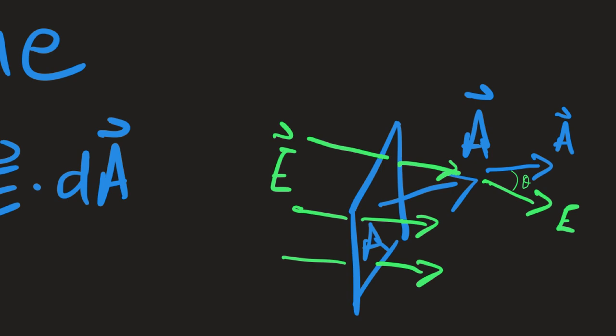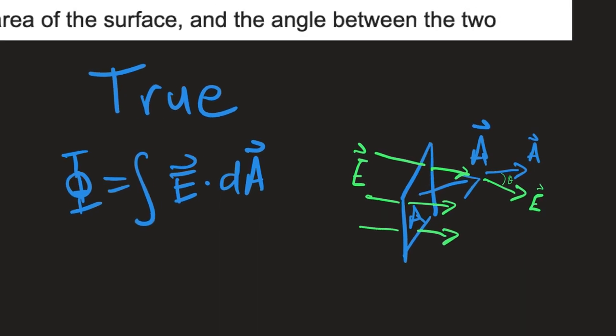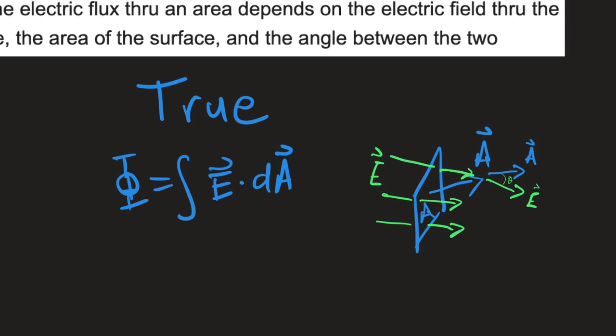And if we do the dot product between the two of these, and then multiply the magnitude of the electric field and the area, then we would get the flux. So the magnitude of each of them matters, as does the angle between them, in order to get the flux.